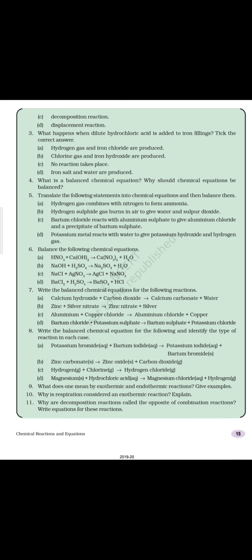Why are decomposition reactions called opposite of combination reactions? Decomposition reactions means a single reactant breaks down to two or more products. Combination reaction means two or more reactants combine to form a single product. Example of decomposition reaction is ferrous sulfate on heating gives rise to ferric oxide plus sulfur dioxide plus sulfur trioxide. For combination reaction, magnesium plus oxygen gives rise to magnesium oxide.